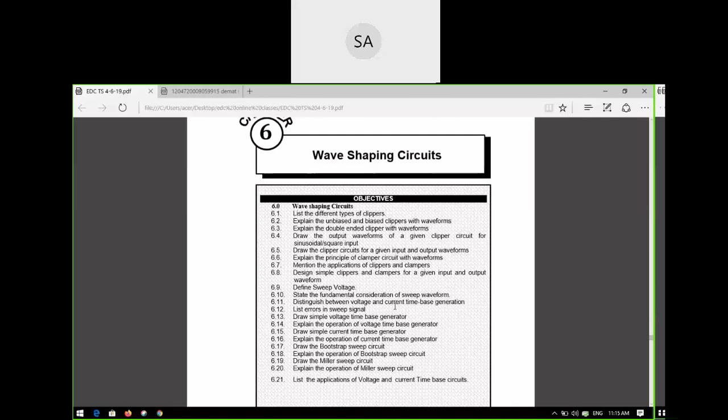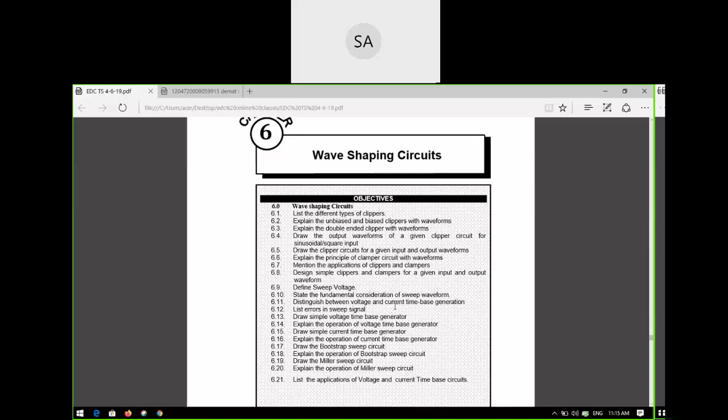What is the meaning of wave shaping circuits? You can easily shape the waveform, different waveforms. If the user wants to shape in a particular manner, you can shape that output waveform in the required manner by using these circuits.